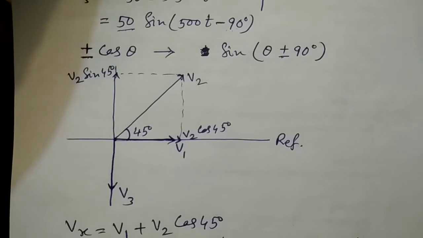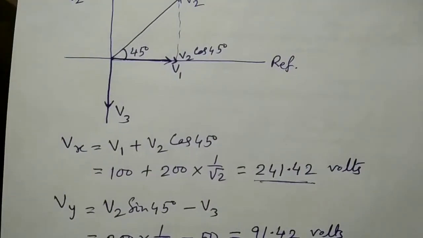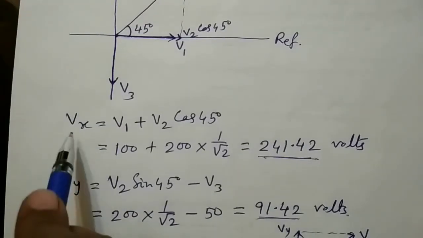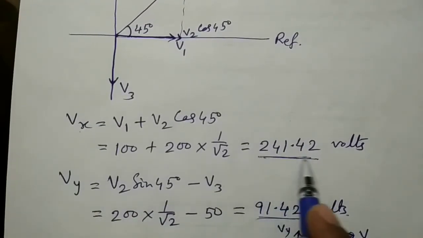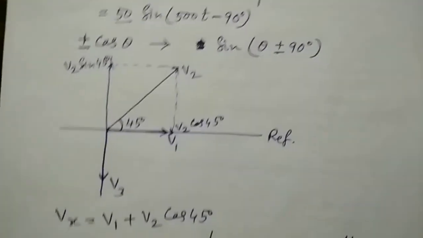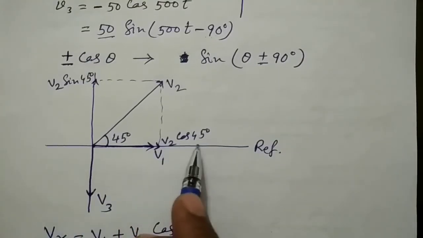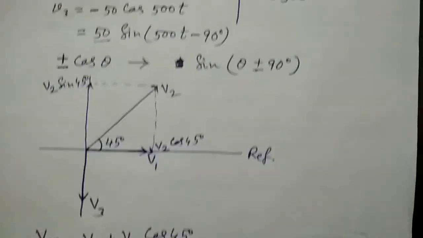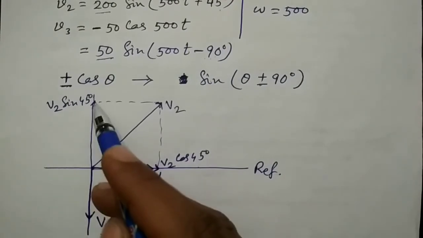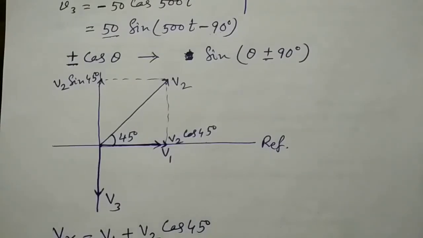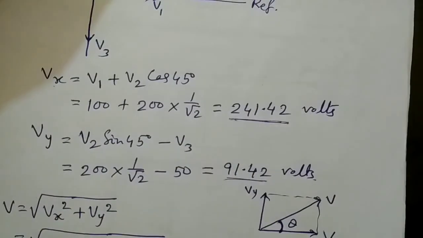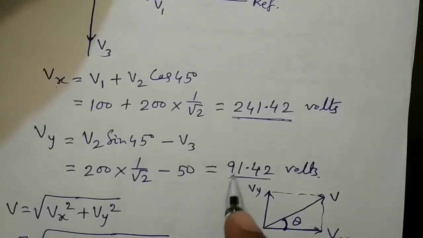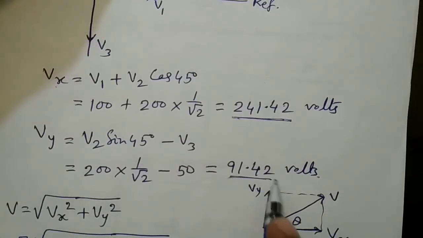Then we resolve all the components into x and y parts, and then we add all the x components, so we get Vx, that is 241.42. Here it will be V1 plus V2 cos 45 degree. Similarly for the y component, it will be V2 sin 45 degree minus V3. After solving, the value is 91.42 volts.